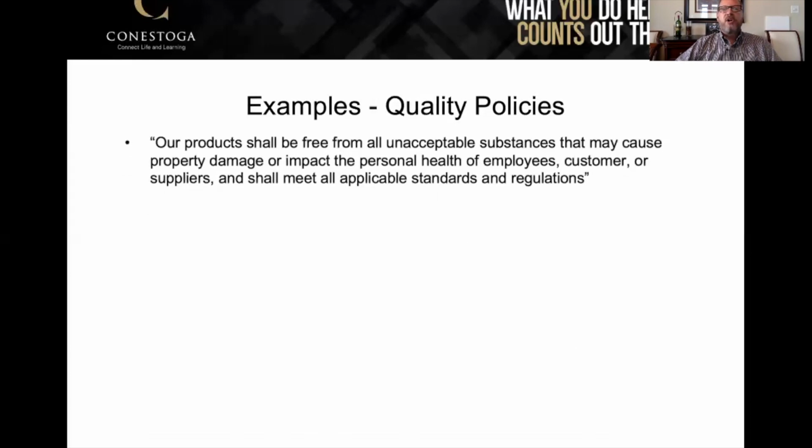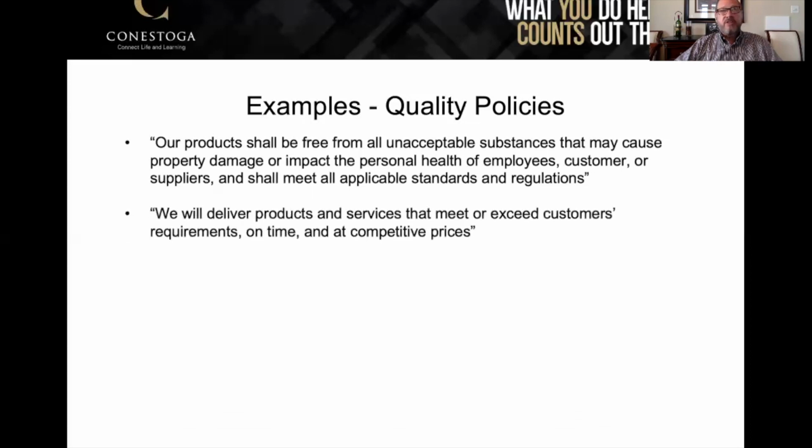So, products free from all unacceptable substances. It's important that we pay attention to the things that we use in making the products that we have, because we don't want to have any property damage, personal health issues, any of that other stuff. That's a guideline about what we're going to do. And inherently, one of the things you'll often find in them is that we'll talk about things they won't do. Deliver products and services that meet or exceed customers' requirements on time at competitive prices. So it's very important that we're on time and that we do it competitively. Competitive doesn't mean less. Competitive means that in the landscape of choices, your price to value ratio makes sense.